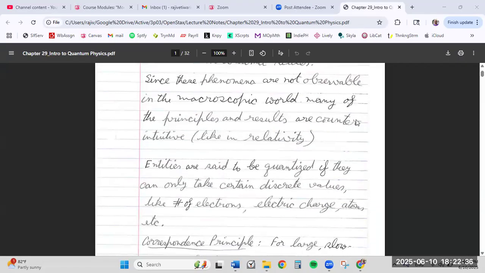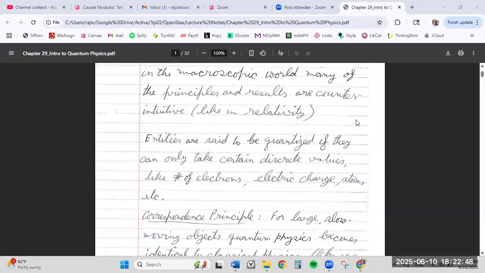Since these phenomena take place at very small length scales, they're not directly observable in the macroscopic world. And many of the principles and results that we learn in quantum physics are very counterintuitive, very different from what we expect in the macroscopic world. It's similar in that respect to relativity, where also many of the outcomes were very counterintuitive.